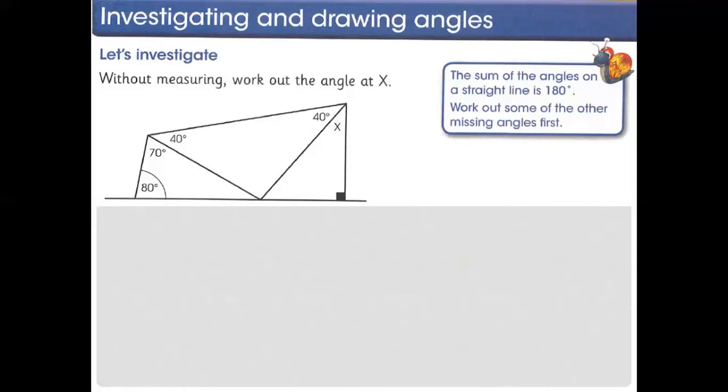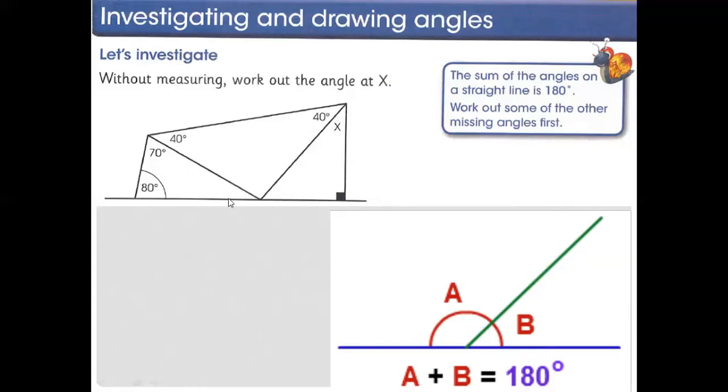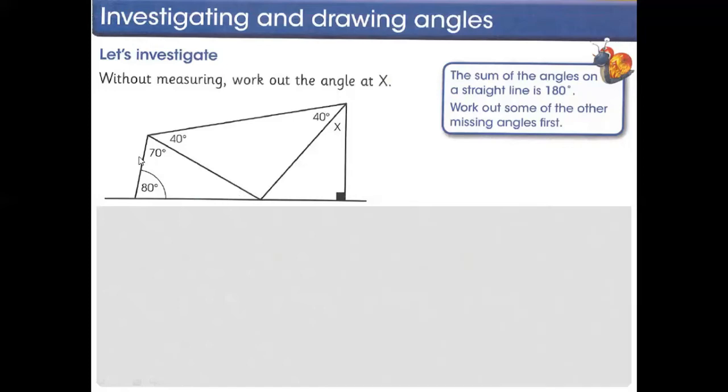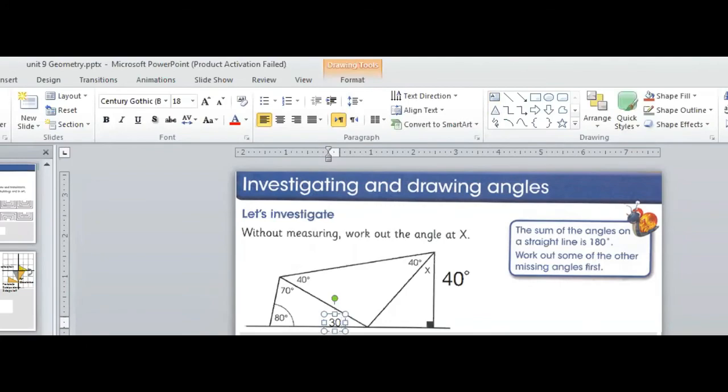So what will we do? As we know, here is any angle, as here is 80, here is 70. So what angle should be here? So 80 plus 70 is 150. So which angle is left here? Here should be 30. So here should be a 30 degree angle.